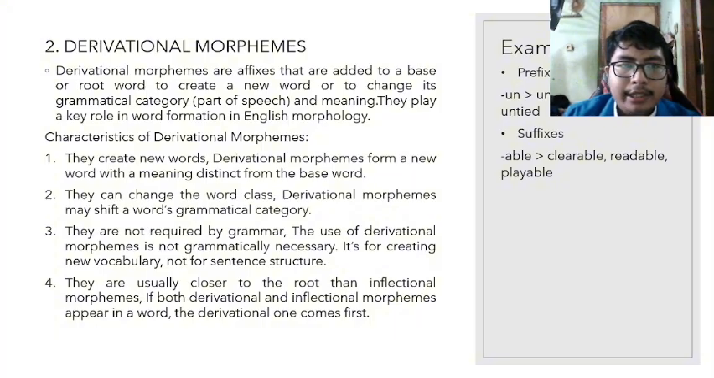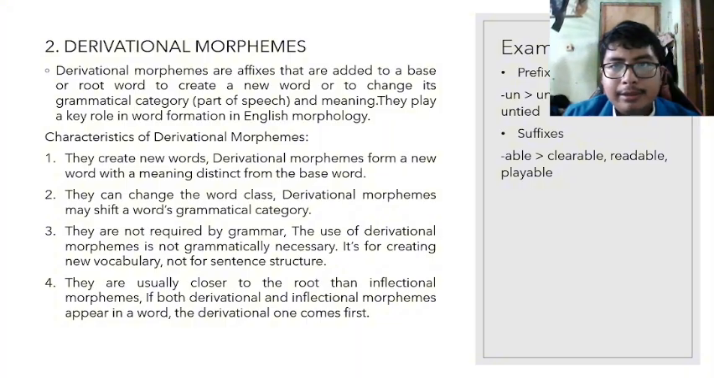For the second, they can change the word class. Derivational morphemes may shift a word's grammatical category. For the third, they are not required by grammar. The use of derivational morphemes is not grammatically necessary. It is for creating new vocabulary, not for sentence structure. And for the last, they are usually closer to the root than inflectional morphemes. If both derivational and inflectional morphemes appear in a word, the derivational one comes first.